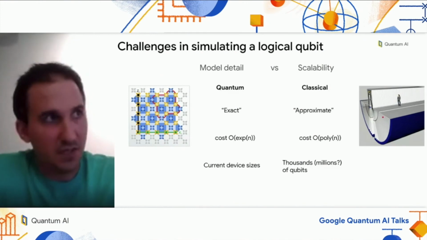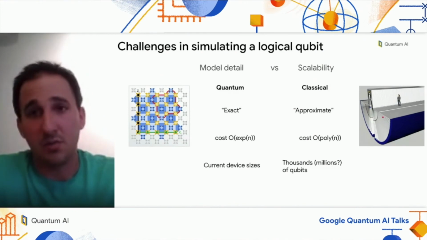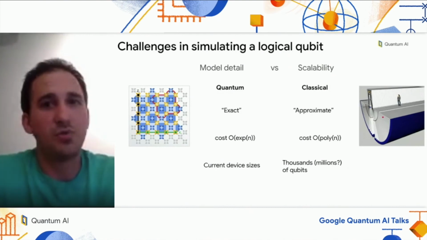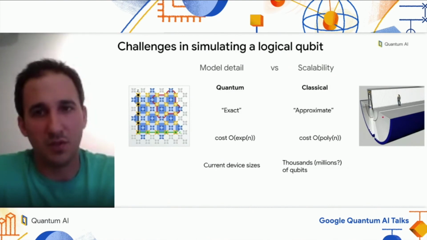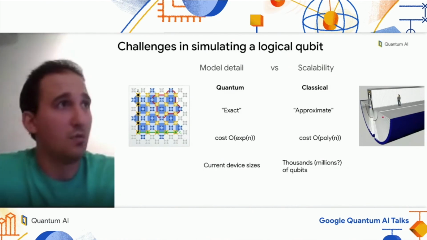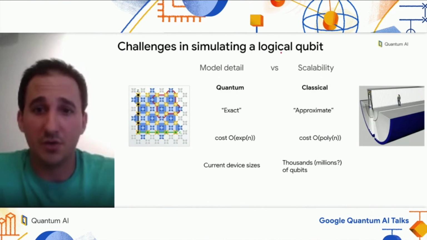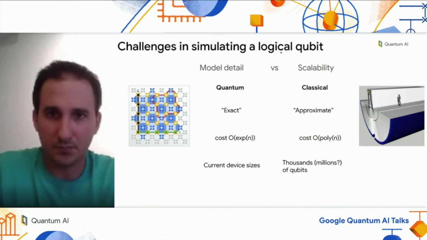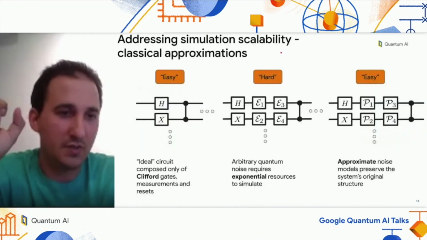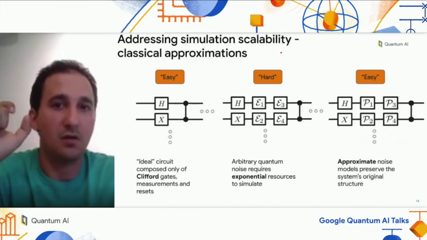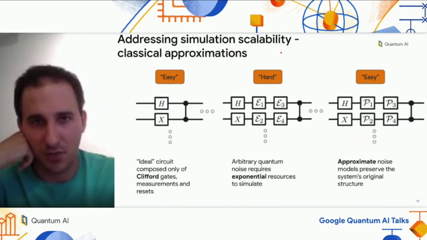I will specify here that this is not to say that our goal is to be able to simulate an arbitrary quantum system of arbitrary size efficiently. That is not possible. Our goal will be to only be able to simulate, to start with, just a single logical memory. And the way we can do this is by taking advantage of the structure of these error correction circuits.